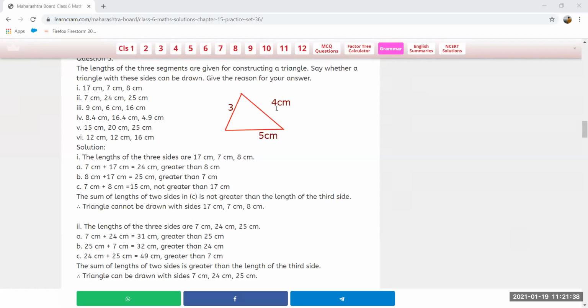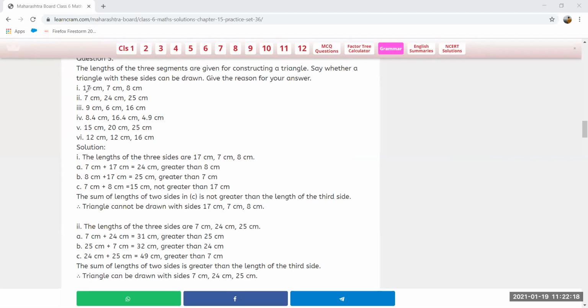Now how can we say that these sides can form a triangle? If the sum of any two sides, sum means addition, if it is greater than the third side, then it forms a triangle. For example, 3 plus 4 is how much? 7. And this side is our third side. So which is the third side? 5 centimeter. So the sum of two sides is greater than the third side, therefore it can form a triangle. So in this way we have to solve the sum.